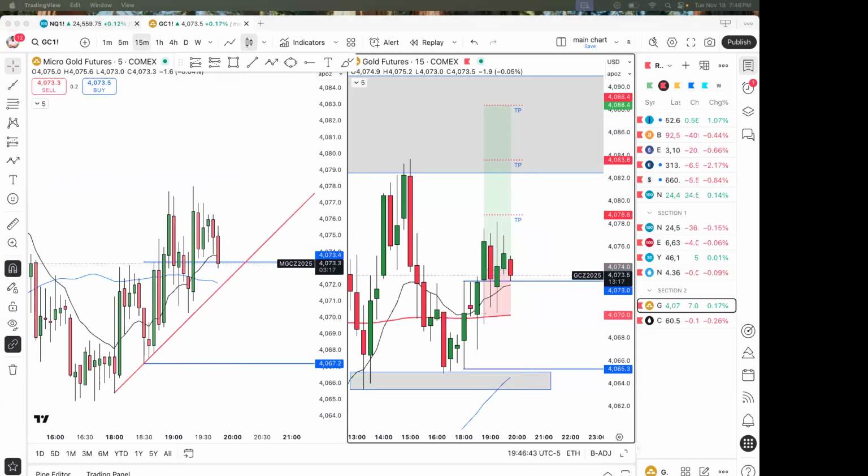I ain't gonna lie, first chance I get, I'm out of this trade. I'm tired of this trade right here. It's gonna do the same thing as last night, where it picks up at 8 o'clock. Right now it's gonna be a little slow, but once you get to 8, it usually starts picking up. That's when the bigger moves start happening.